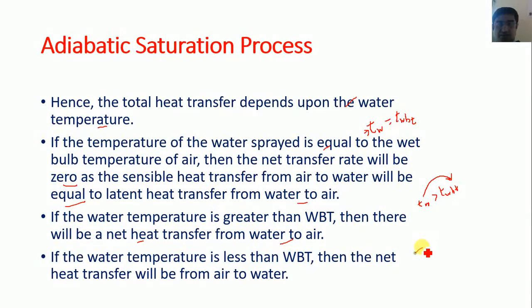So in this case, if the value of water temperature is less than the wet bulb temperature of air, then the heat goes from the air to water. So here you can see the heat is transferred from the air to water.